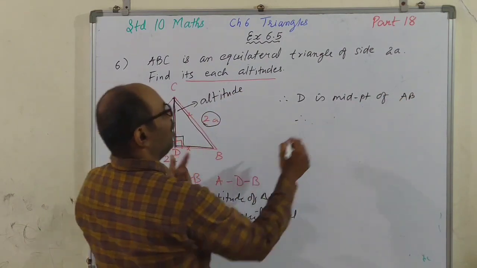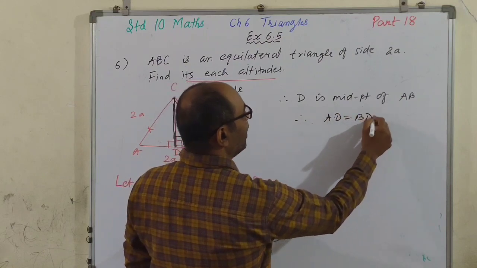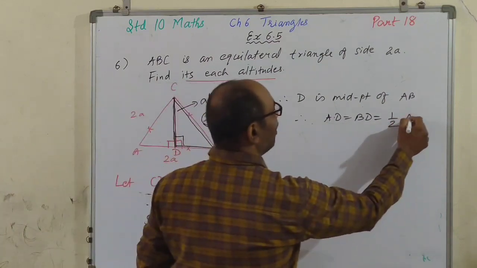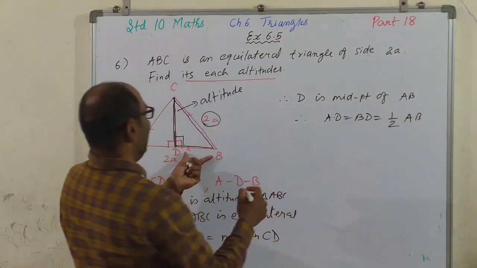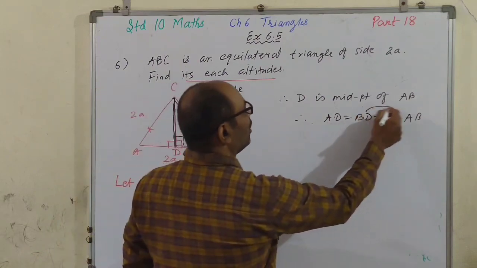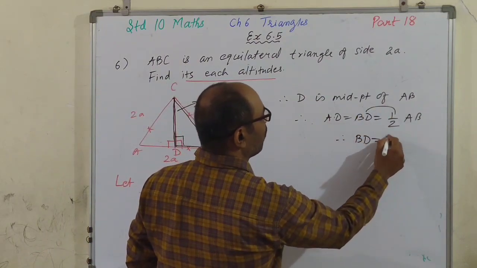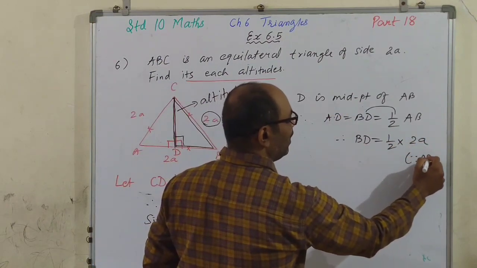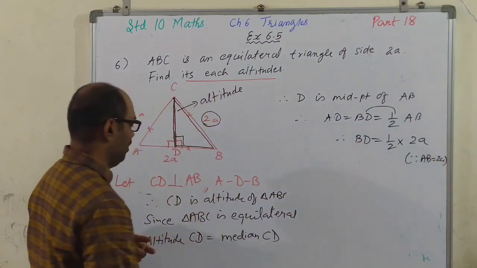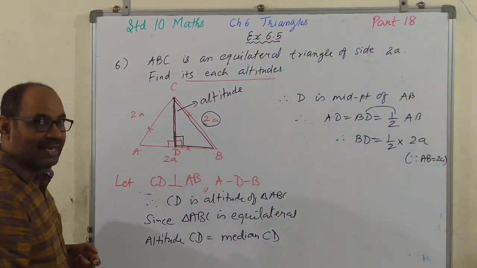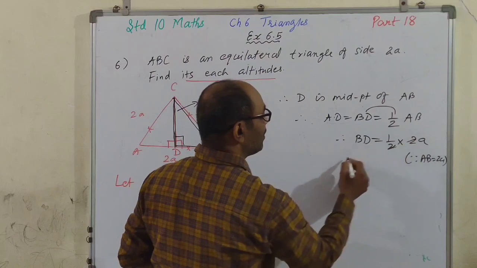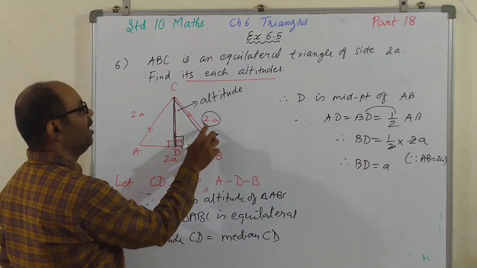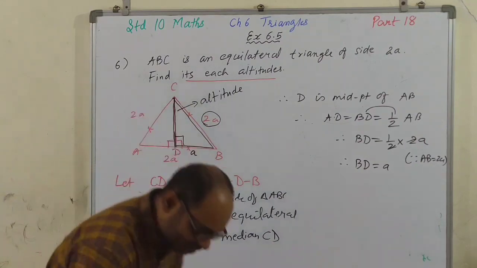Therefore, AD equal to BD equal to half of AB. AB का आधा. I want BD. मुझे BD चाहिए. So I'll take only this. Therefore, BD is equal to half of 2A by data because AB is equal to 2A. Correct? Alright? By data. 2 cancel. Therefore, BD is equal to A. Let me write here. I got BD equal to A. This 2A. So you can find out the altitude.